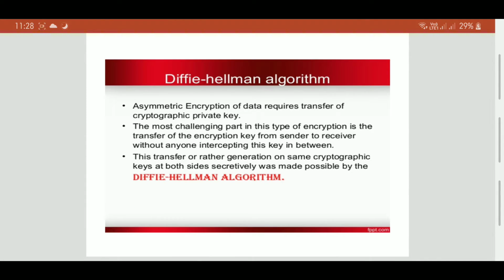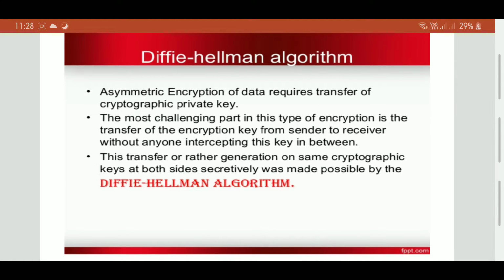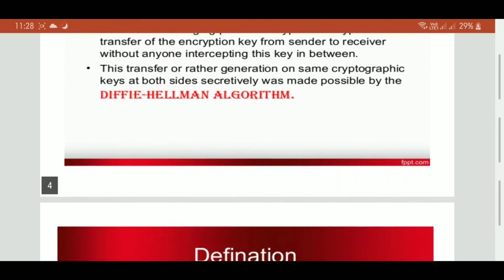Diffie-Hellman algorithm. Asymmetric encryption of data requires transfer of a cryptographic private key. The most challenging part in this type of encryption is the transfer of the encryption key from sender to receiver without anyone intercepting this key in between. The generation of the same cryptographic keys at both sides secretively was made possible by the Diffie-Hellman algorithm.